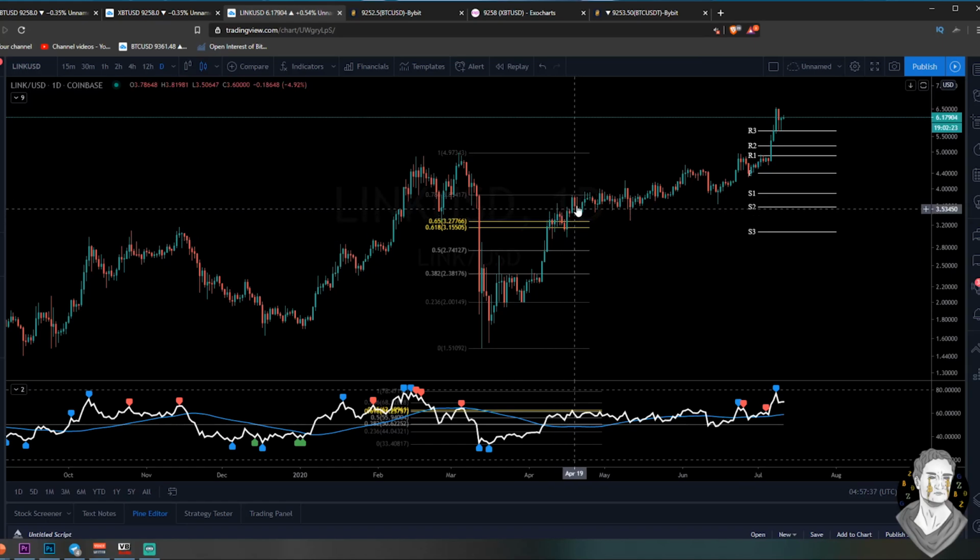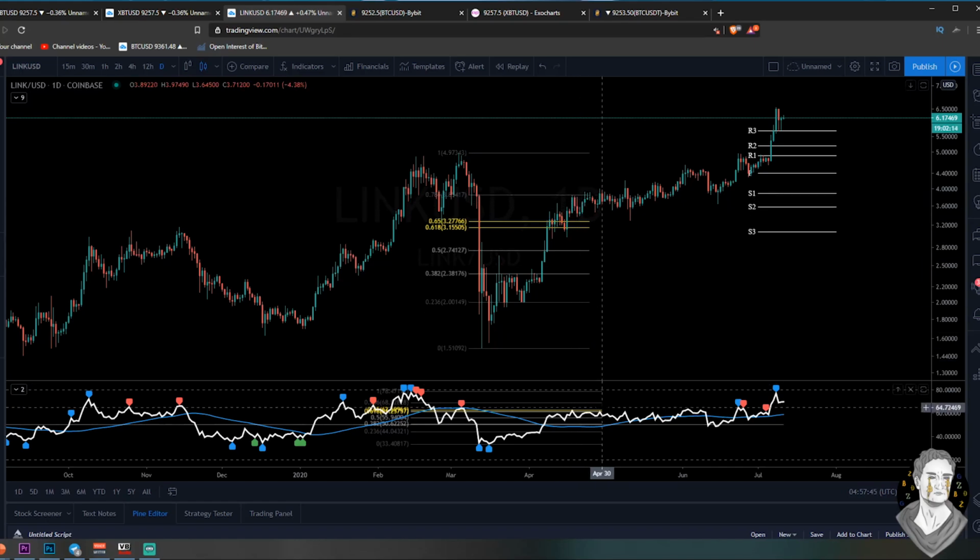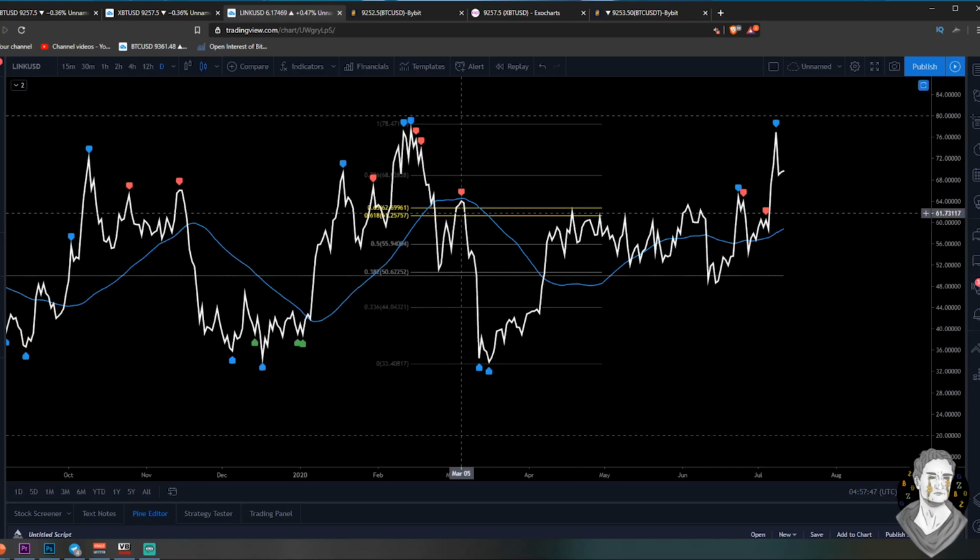And right here we come to the 0.786. The 0.786 coinciding with the price action, that's a rejection level, but not by itself. I wouldn't blindly trade off that area. But then what do you see on your RSI? You actually see that we're on the 0.618. We really care about this golden pocket.